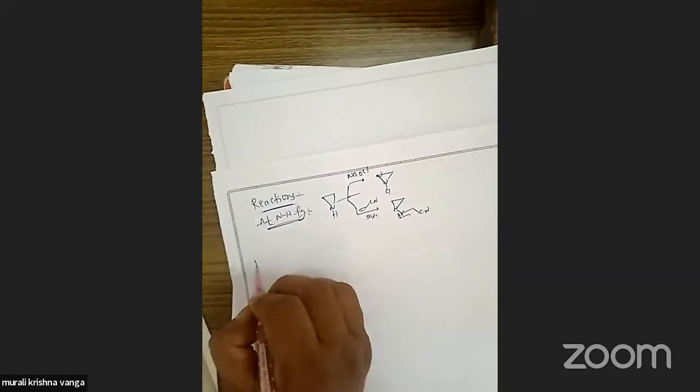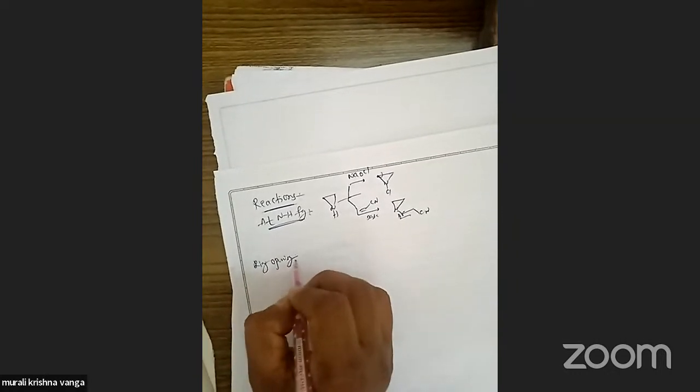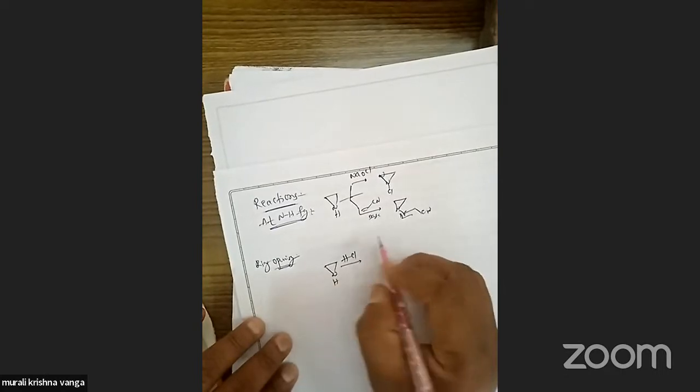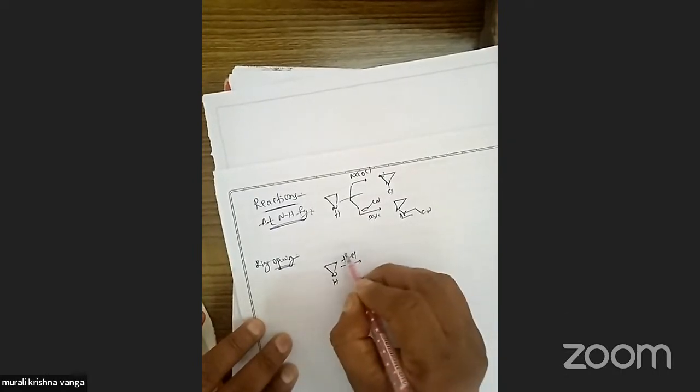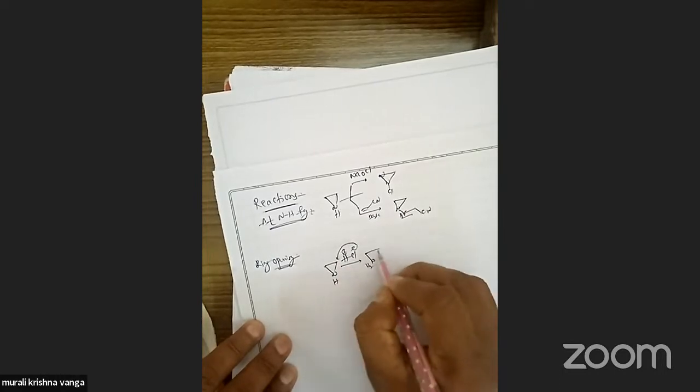Ring opening. Ring opening of aziridines takes place by reaction with electrophiles and nucleophiles. When reacting with HCl, H plus and Cl minus attack here, then forms NH2Cl.